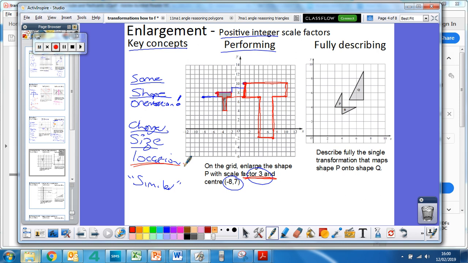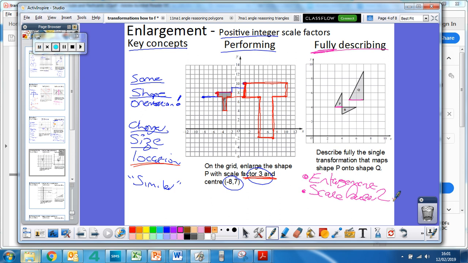On to the final skill here, which is describing. To fully describe an enlargement, firstly we're looking here at how P goes on to Q. So from P up to Q. If you recognise it's an enlargement, the word enlargement will earn you 1 mark in the exam. If you look at it, it was 1 across and now it's 2 across. That's a scale factor of 2. And if you say the scale factor is 2, that's a 2nd mark in the exam.